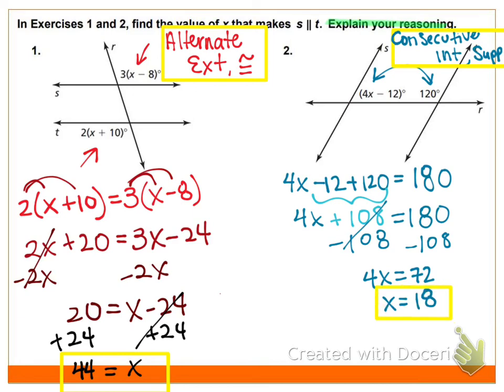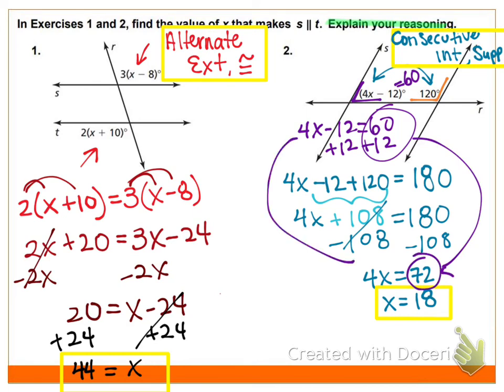What is option 2? Might be a little shorter. What will this angle equal individually? 60. So how do we know it equals 60? Yeah, 180 minus 120. So then you would have 4x minus 12 equals 60. You would add 12. What's 60 plus 12? So you'd end up with 72, and you'd end up with 4x, and you would still end up with x equals 18. So both ways are correct.